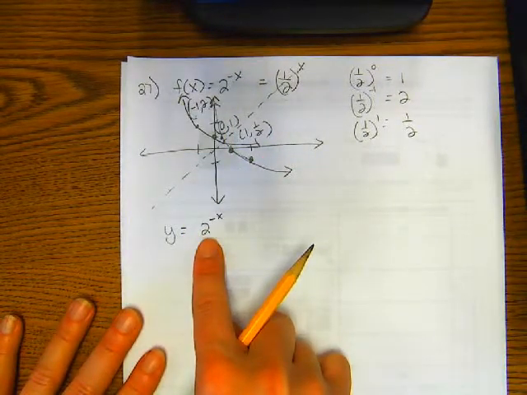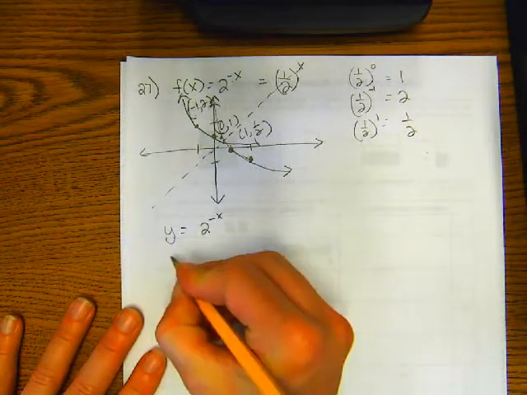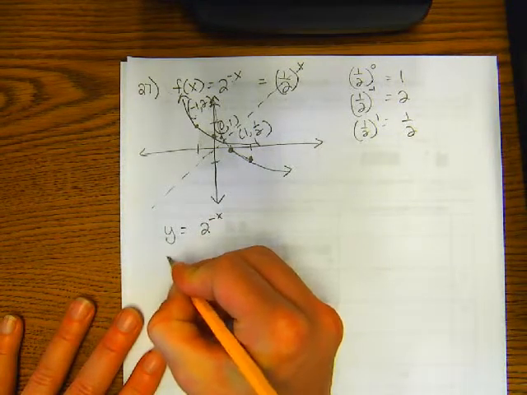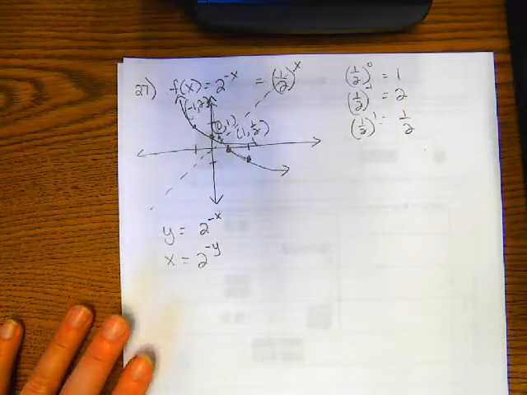This is that function. To do the inverse, do you remember what we do first? Inverse is the reverse of the coordinates. Let's flip the x and y's around. So this would be x equals 2 to the -y.